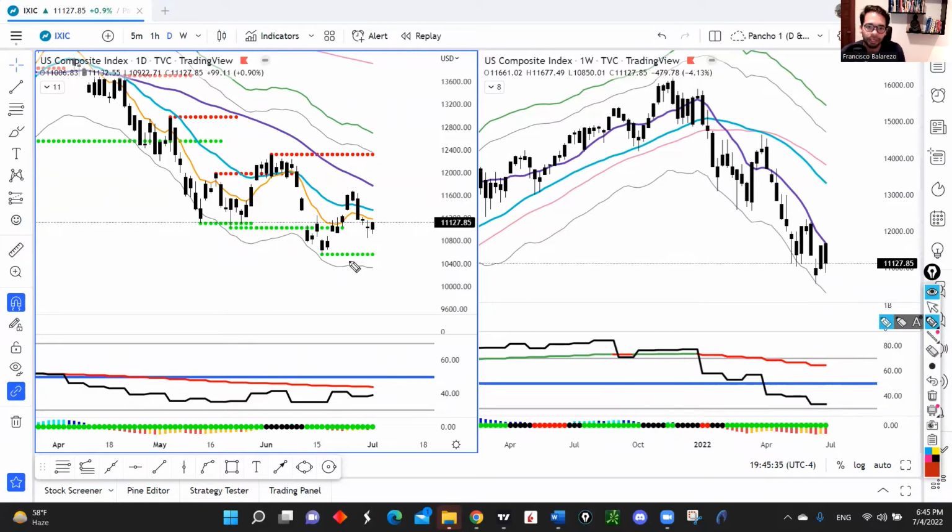So right here I have the Nasdaq Composite, and as you can see, for those that have been watching my videos, you know that when the trend oscillator line, which is the black line right here, is below the EMA line, which is the red, that means that we are in a defined downtrend, right?